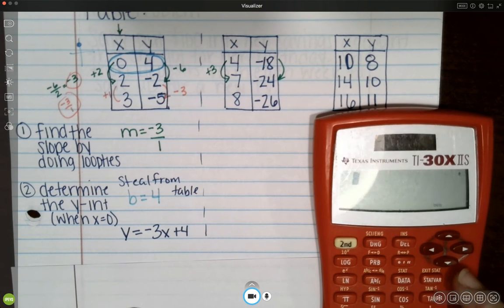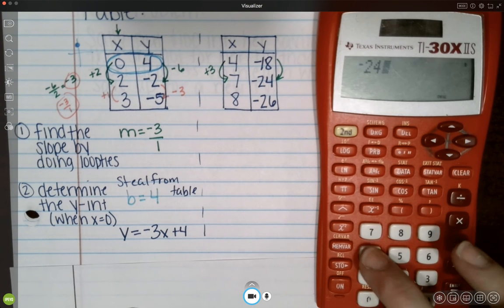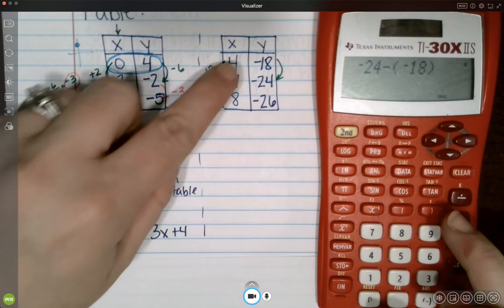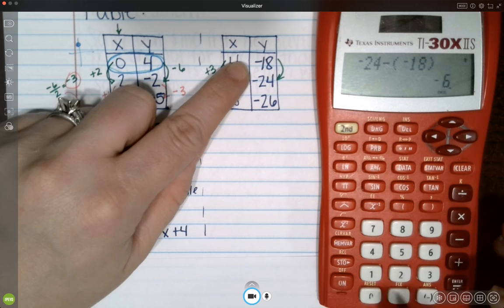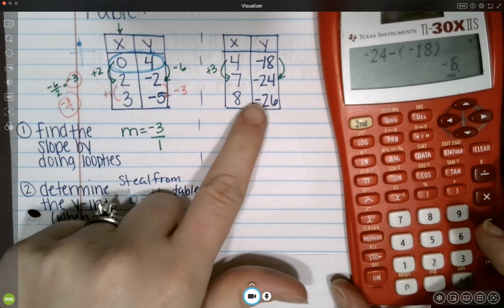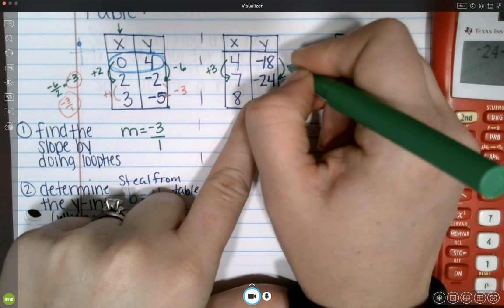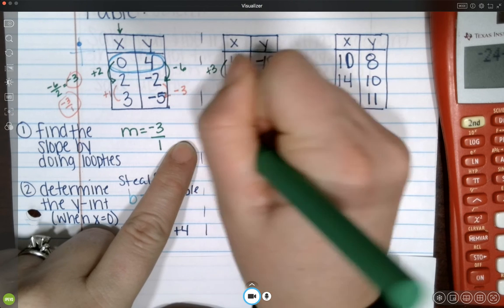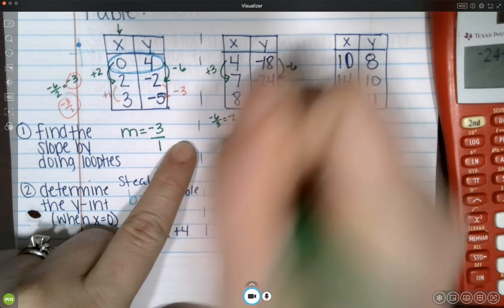Now, if you're not exactly sure how to do that, we're going to turn our calculator on and type in negative 24 minus negative 18, because I want to know how I got from this one to the next. In this case, I subtracted 6. I decreased 6 more. So we have negative 6 over positive 3, which equals negative 2.